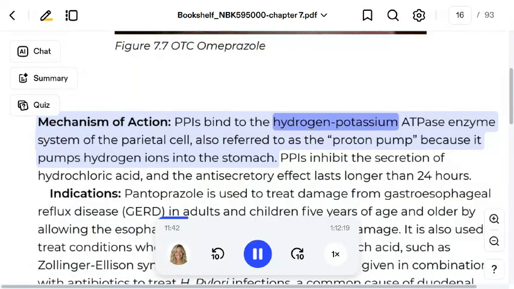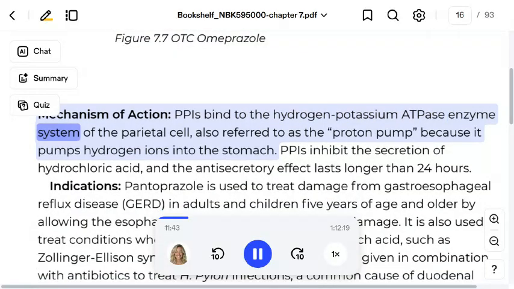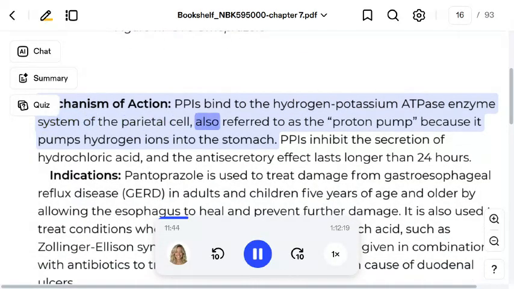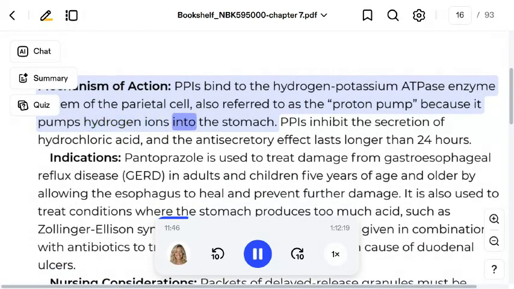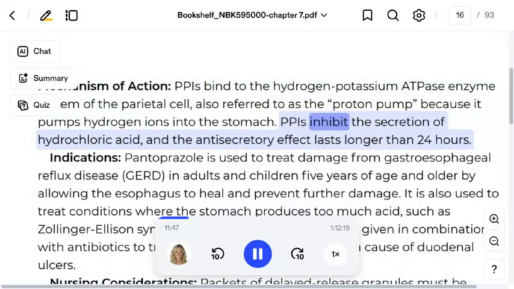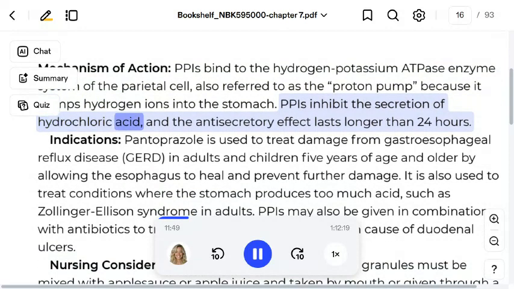PPIs bind to the hydrogen-potassium ATPase enzyme system of the parietal cell, also referred to as the proton pump, because it pumps hydrogen ions into the stomach. PPIs inhibit the secretion of hydrochloric acid, and the anti-secretory effect lasts longer than 24 hours.